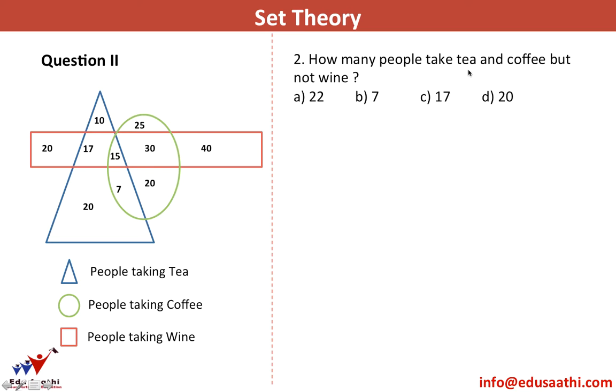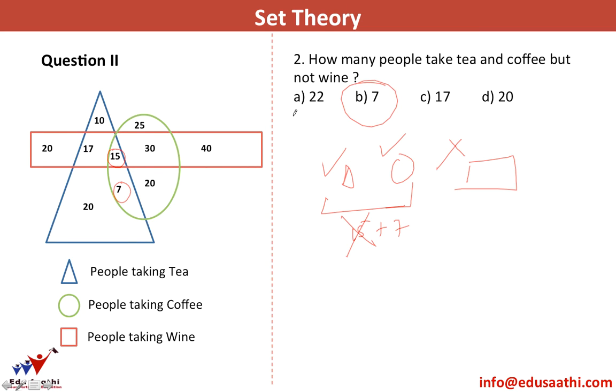How many people take tea and coffee but not wine? Take tea means I need a triangle. Take coffee, it means I need a circle. Do not take wine, it means not in this rectangle. So I solve the first two conditions first. Triangle and circle, only these two numbers, 15 and 7. 15 plus 7. Not a rectangle, 15 lies in the rectangle as well, so I'll cancel out 15. What is my correct option? Option number B, which is 7.